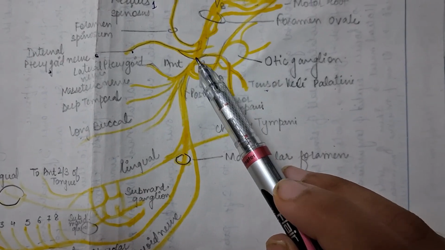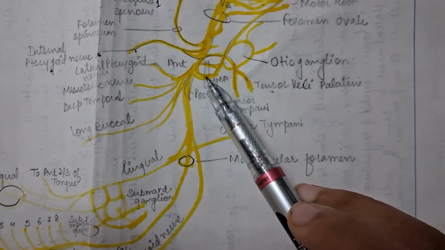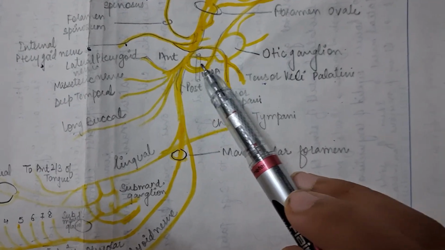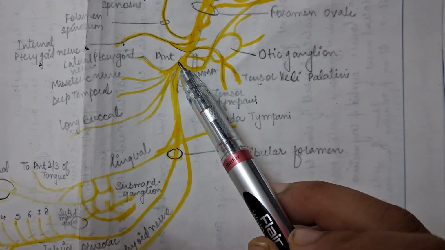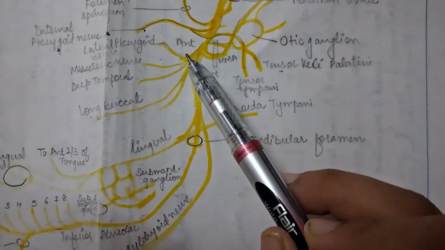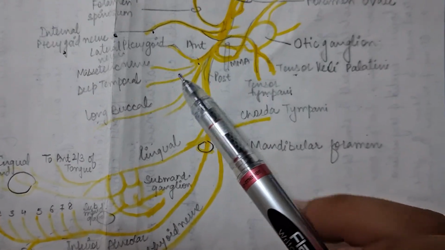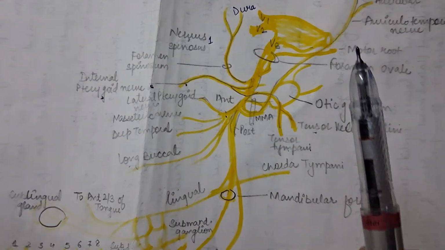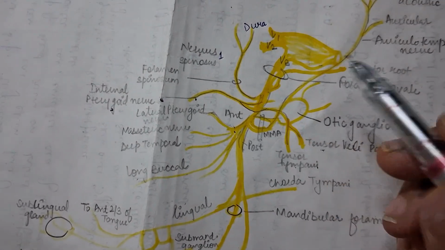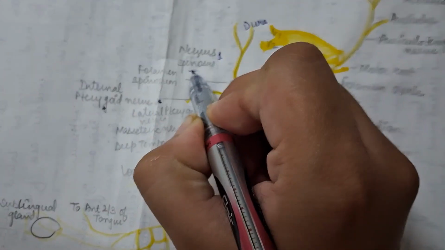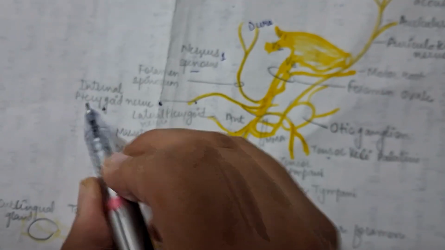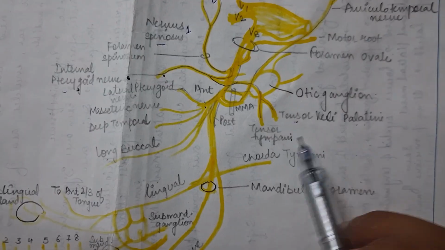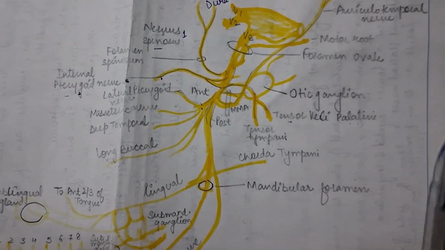And then it divides into anterior and posterior division. From the anterior division, it supplies muscles of mastication. It is very easy to remember the branches of the mandibular nerve. First of all, we will learn the undivided part, two branches. Number 1 is nervus spinosus, number 2 is nerve to medial pterygoid, which further gives branches to tensor veli palatini and tensor tympani.